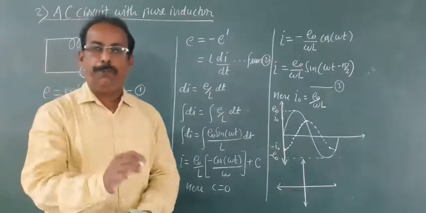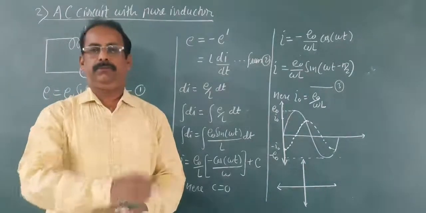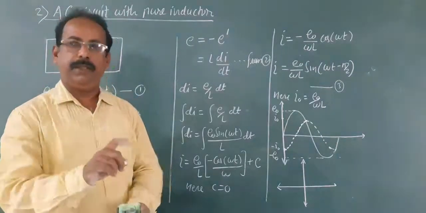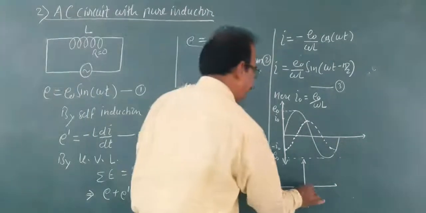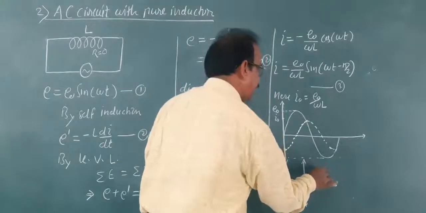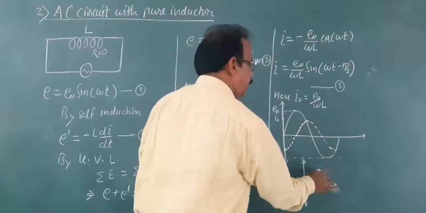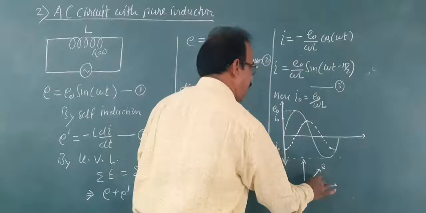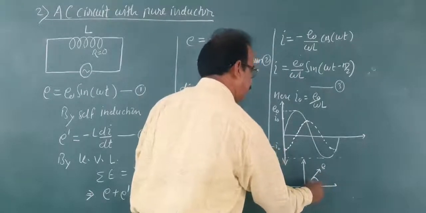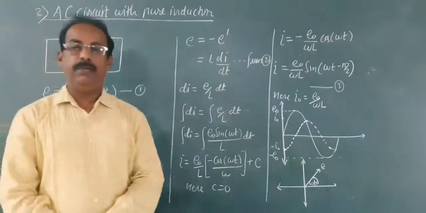Draw two phasors, one for EMF, second for current. The phase for EMF is omega t. Means we have to take angle equal to omega t in anti-clockwise direction and magnitude equal to E0. This vector represents EMF. This is the phase of EMF, which is equal to omega t.